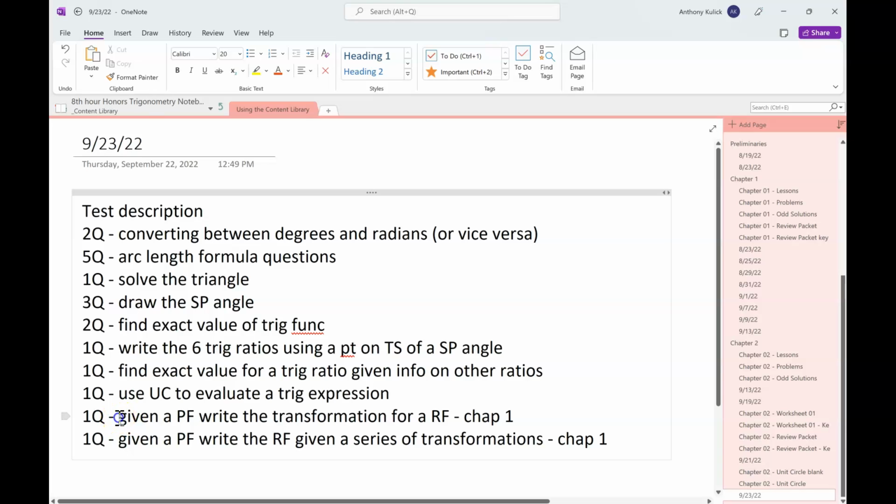So the first question is, given a parent function, write the transformation for the resultant function. That would have been like, oh boy, here we go. Number 14 from the chapter 1 test. Yeah, Jacob. Sure. And then 1 question where, given a parent function, write the resultant function given a series of transformations. That would have been like problem 15 from the test.